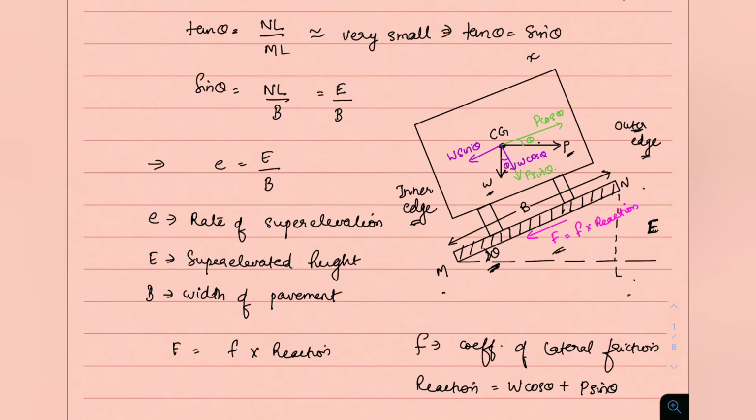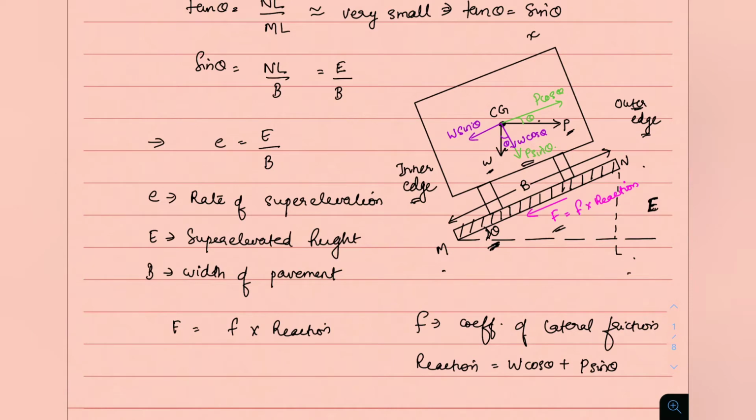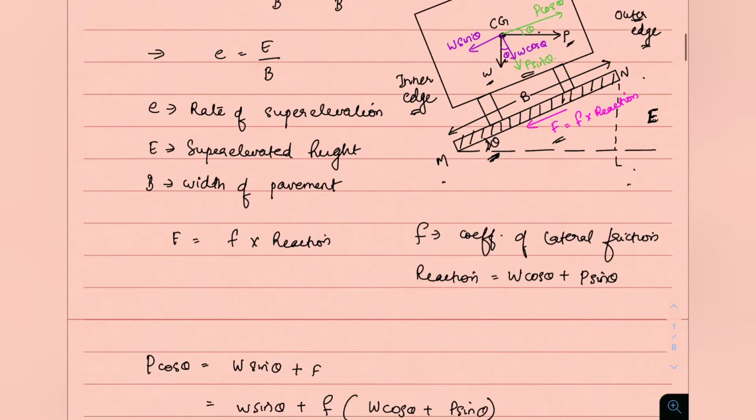We also have the friction force, that is lateral friction, capital F, acting on this vehicle in pink color. That is equal to small f into reaction. The reaction is the vertical component, that is W cos theta plus P sin theta. Small f is the coefficient of lateral friction or lateral skid resistance. Its maximum value is 0.15. So we will discuss the derivation.